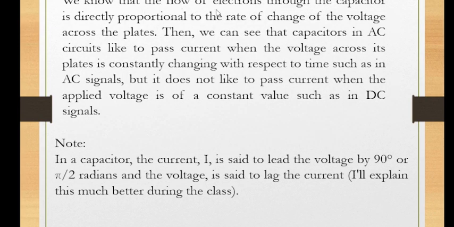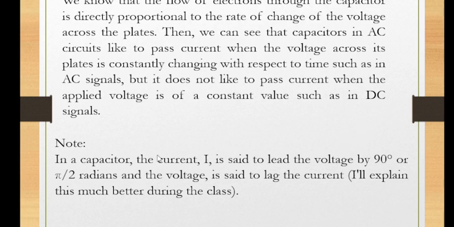We know that the flow of electrons through the capacitor is directly proportional to the rate of change of the voltage across the plate. Then we can see the capacitors in AC circuits like to pass current when the voltage across its plate is constantly changing with respect to time, such as in AC signals. But it does not like to pass current when the applied voltage is of a constant value, such as in DC signals. It doesn't want constant. It wants a continuous, changing voltage. That's for the AC circuit.